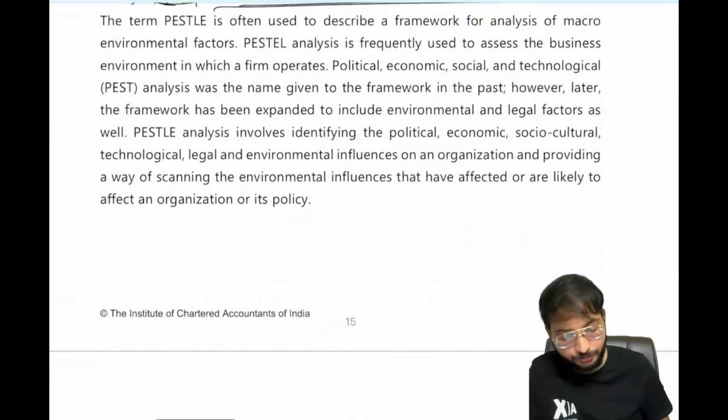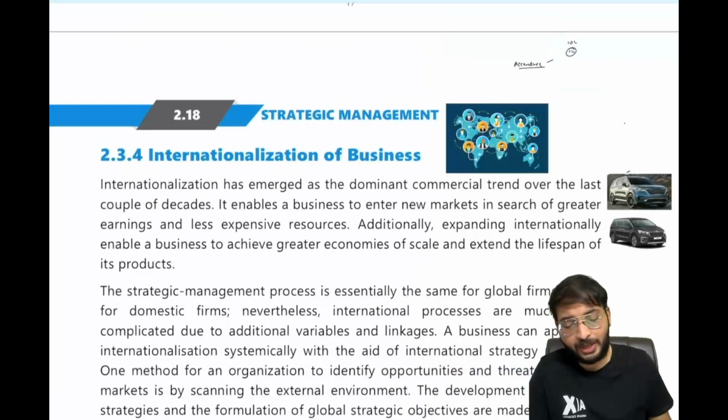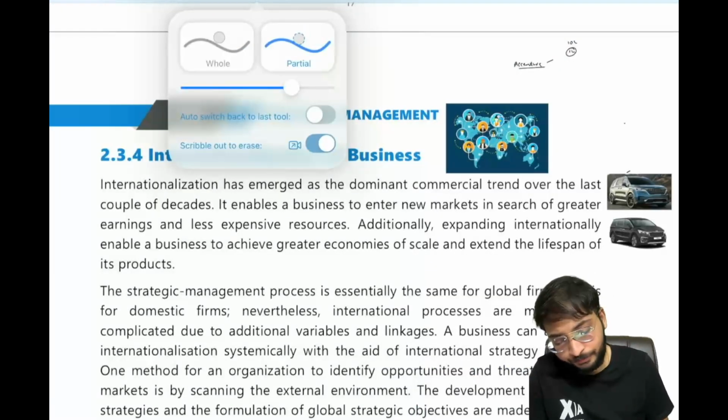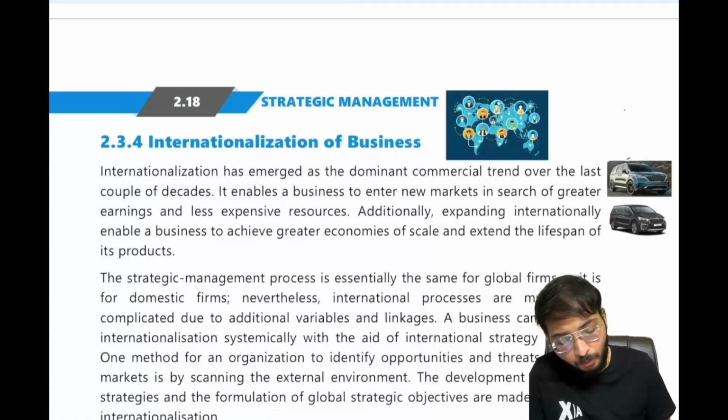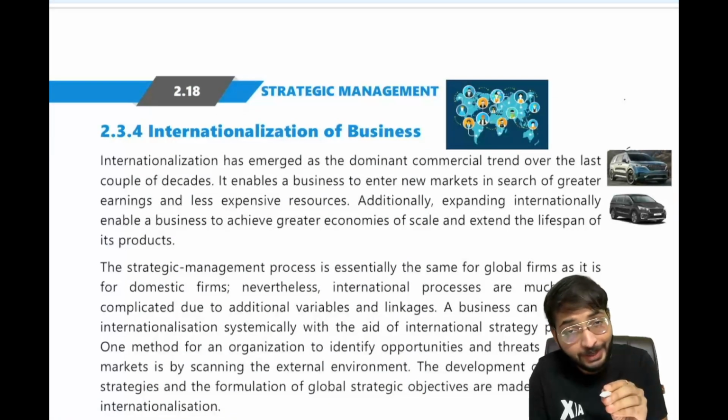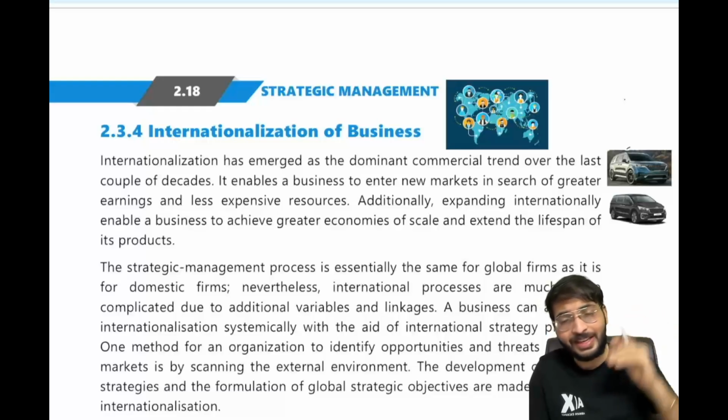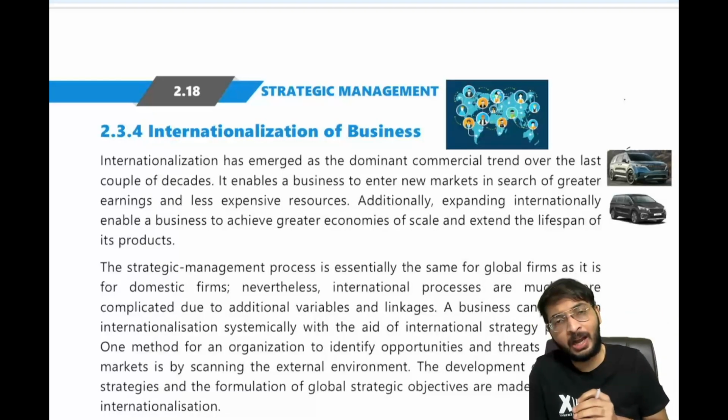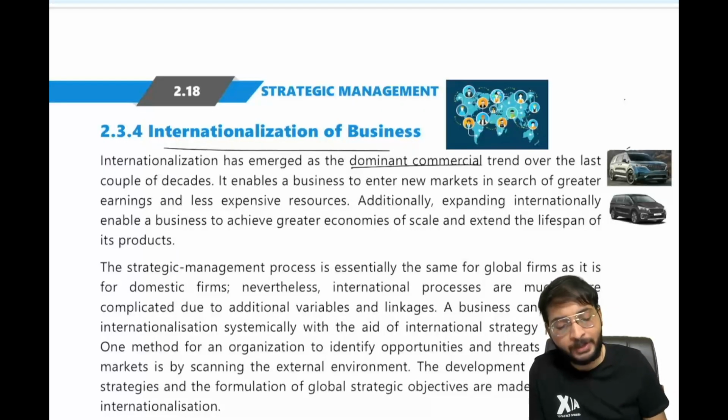So yes, moving on to the next, which is called internationalization of business. What is internationalization? From one country, you are moving to another country. These days, businesses are not only continuing in their particular country, they're also exporting to other countries. That is called internationalization of business. These days, it's a common trend over the last couple of decades.